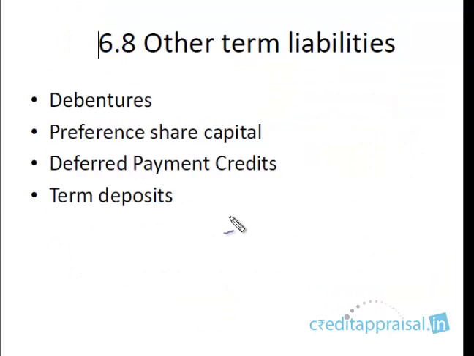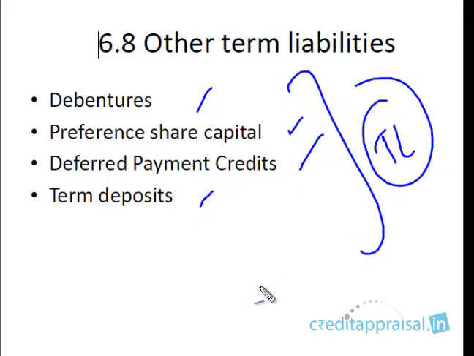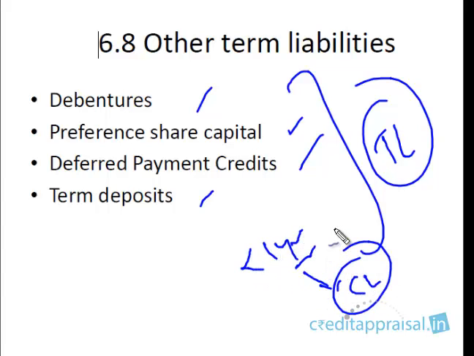So with this we come to the end of the segment. In this segment we have continued our discussion on the term liabilities, and we have discussed 4 items: debentures, preference share capital, deferred payment credits, term deposits. All of them are to be classified as term liabilities, right? If some portion falls due within 1 year, of course we are going to classify only that portion as current liability. So we'll end this segment here. In the next segment we'll be discussing the last item under term liabilities, that will be the deferred tax liability, right?